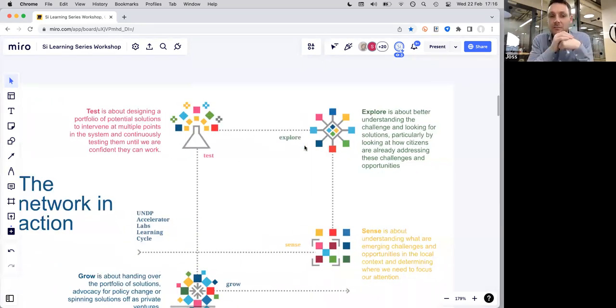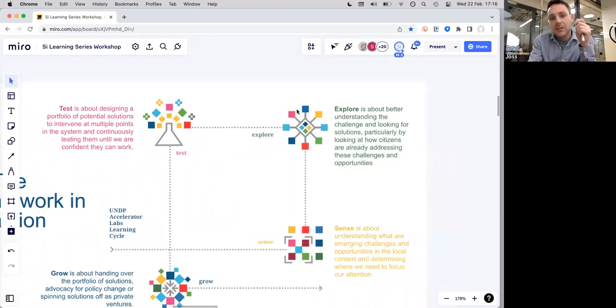Third is around testing. Testing is about designing a portfolio of potential solutions to intervene at multiple points in the system and continuously testing them until we're confident they're working. So this is called the portfolio approach, where they identify a number of different places in the system they might want to intervene, and then they run, as they say here, a portfolio of potential solutions that they're testing.